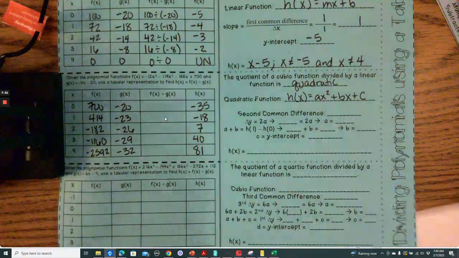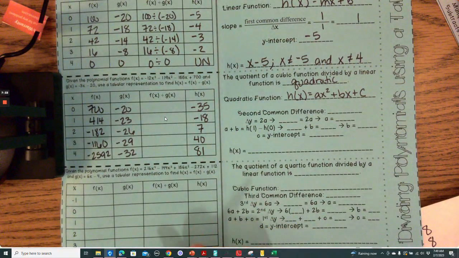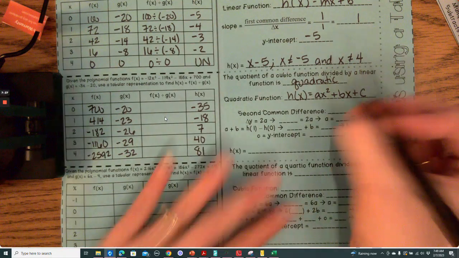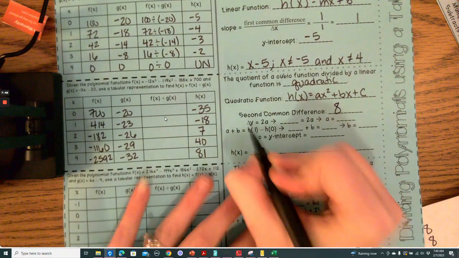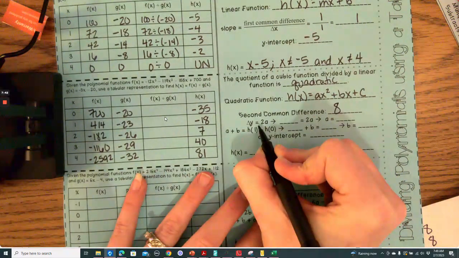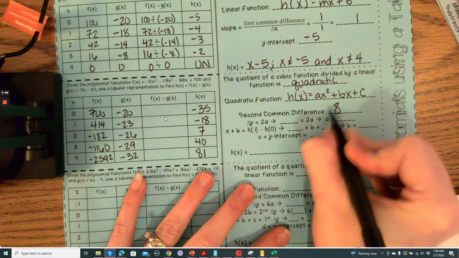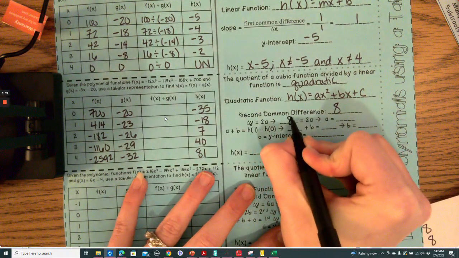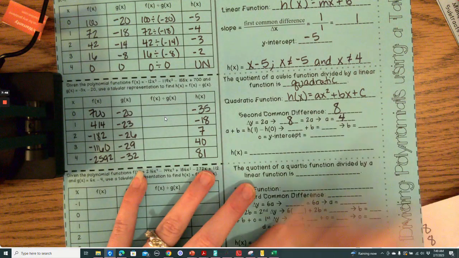So the nice thing about these is you're not going to have to average anything out on these. So the second common difference is 8. So the change in y is going to equal 2a. So the change in y, that's the second common difference, equals 8. So the a value would be a 4.